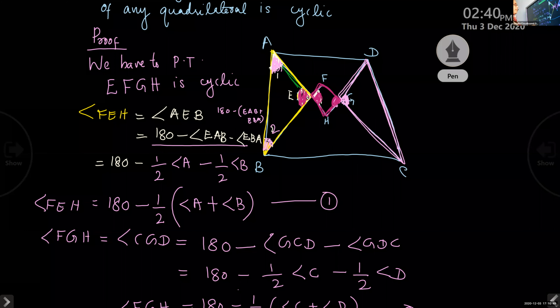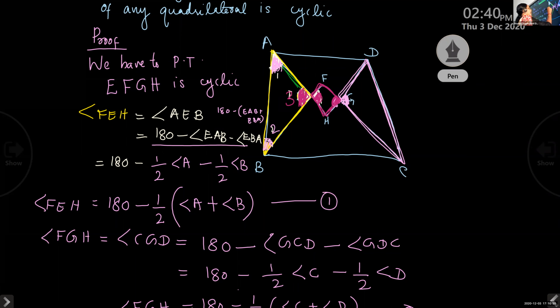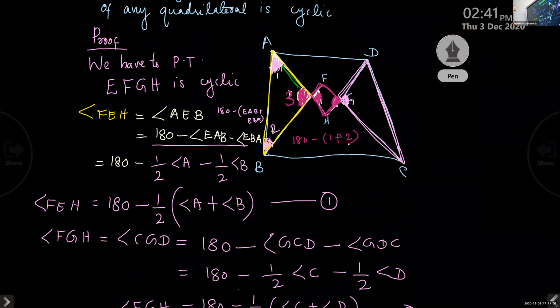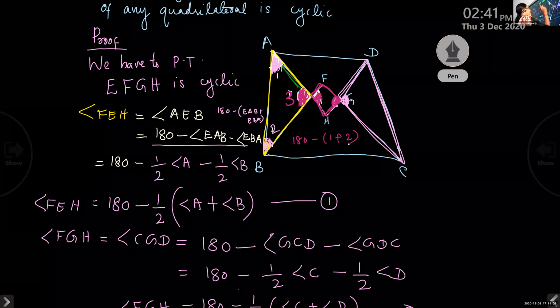Both are the same. And this pink color angle, this angle 3, is 180 minus angle 1 plus angle 2, right? Isn't it? Yes. Are you listening, children? And this angle 1 and angle 2 are the half of angle A and half of angle B. So 180 minus half of angle A plus half of angle B. Correct? Yes, ma'am.